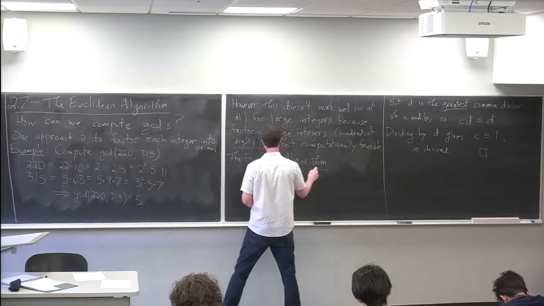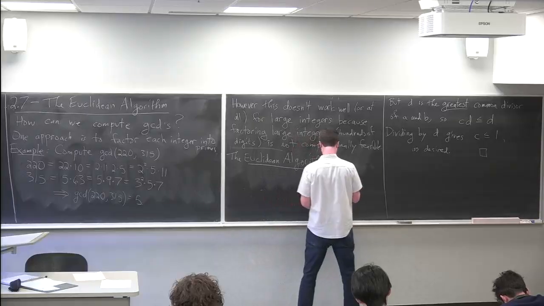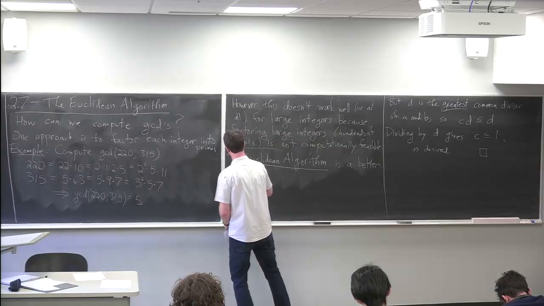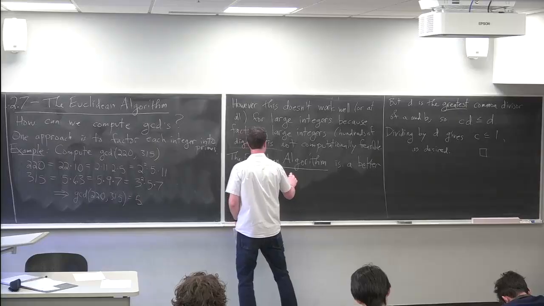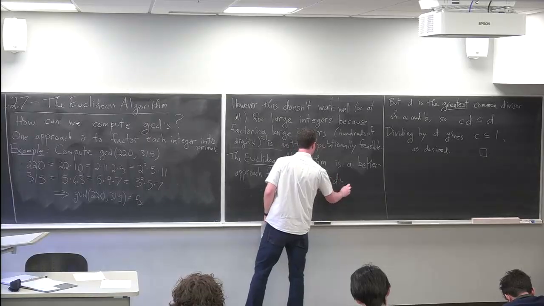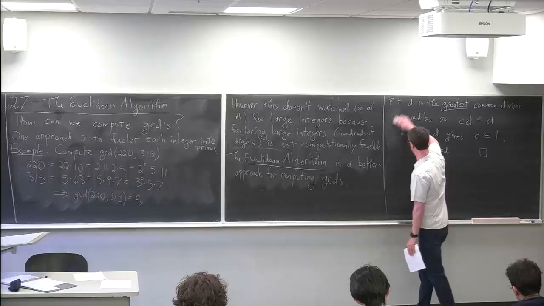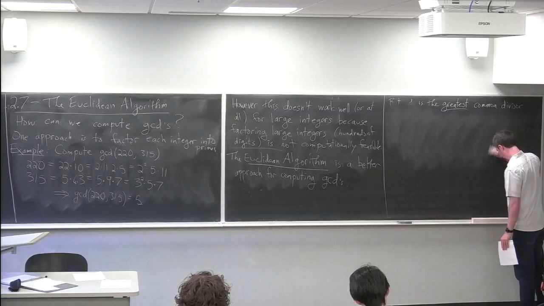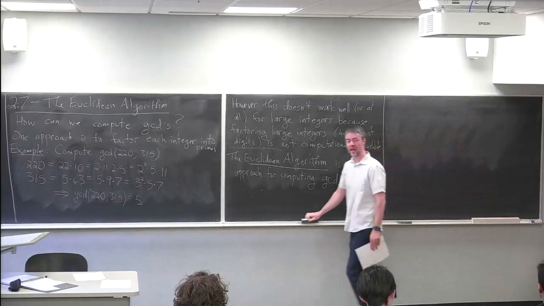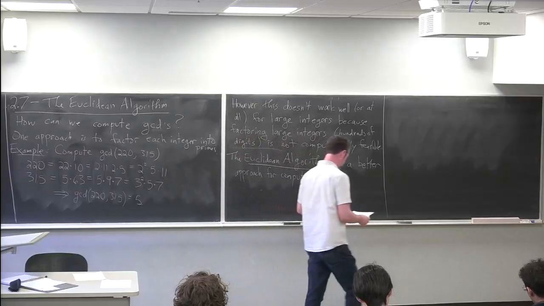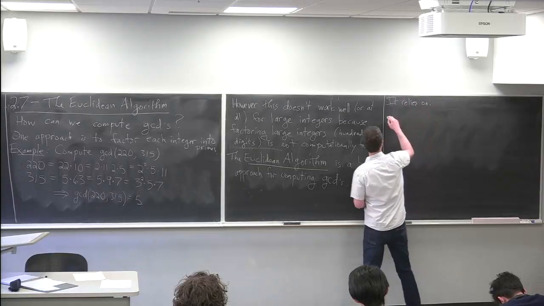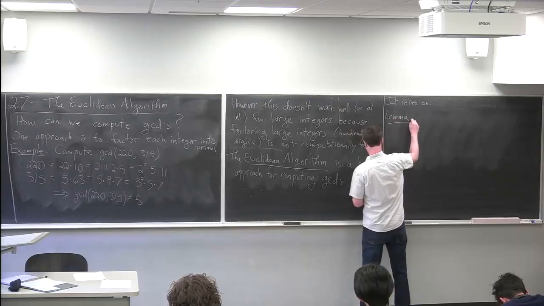And this is a good algorithm for computing GCDs. Just to get you ready for it, there's one result we need to be comfortable with to understand why the Euclidean algorithm does what it does, and then we'll explain what the algorithm is. But here's the one preliminary thing. It relies on the following fact. Let's call this a lemma.